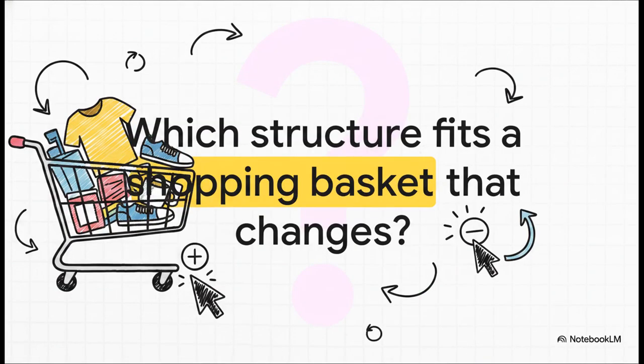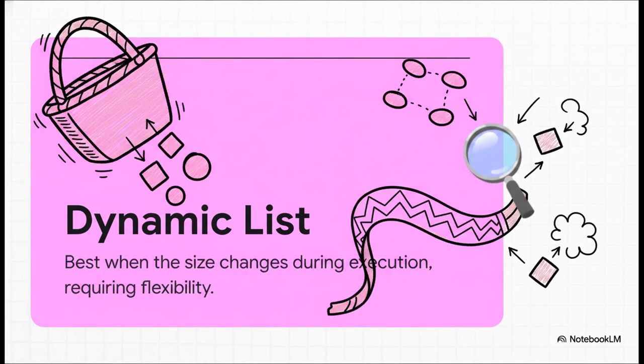Now let's contrast that with scenario 2. You're coding an e-commerce website. You need to design the shopping basket that tracks what a user wants to buy. As they browse the site, they're constantly adding items, removing items, maybe changing their mind entirely. What structure are you going to apply here? Your best choice is absolutely a dynamic list, like a Python list or a Java array list.